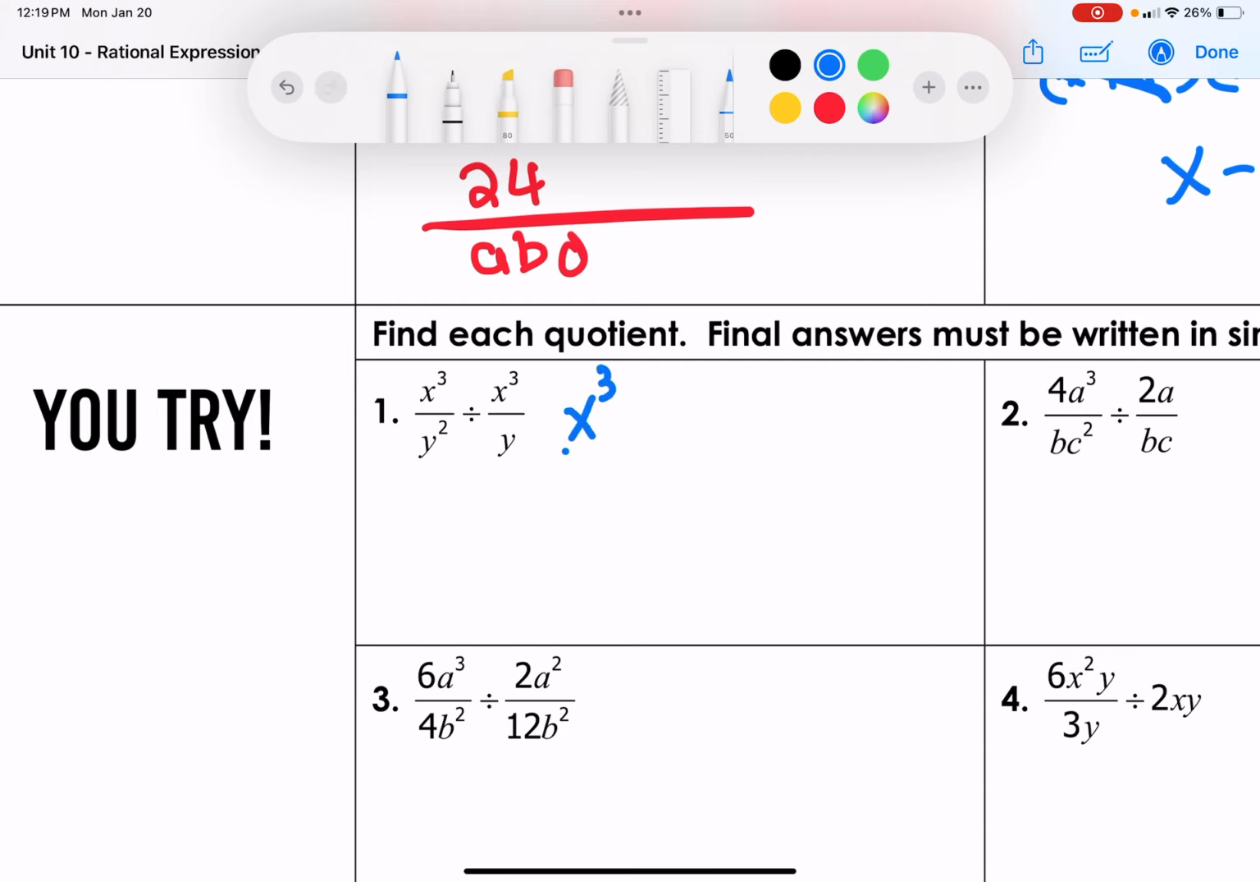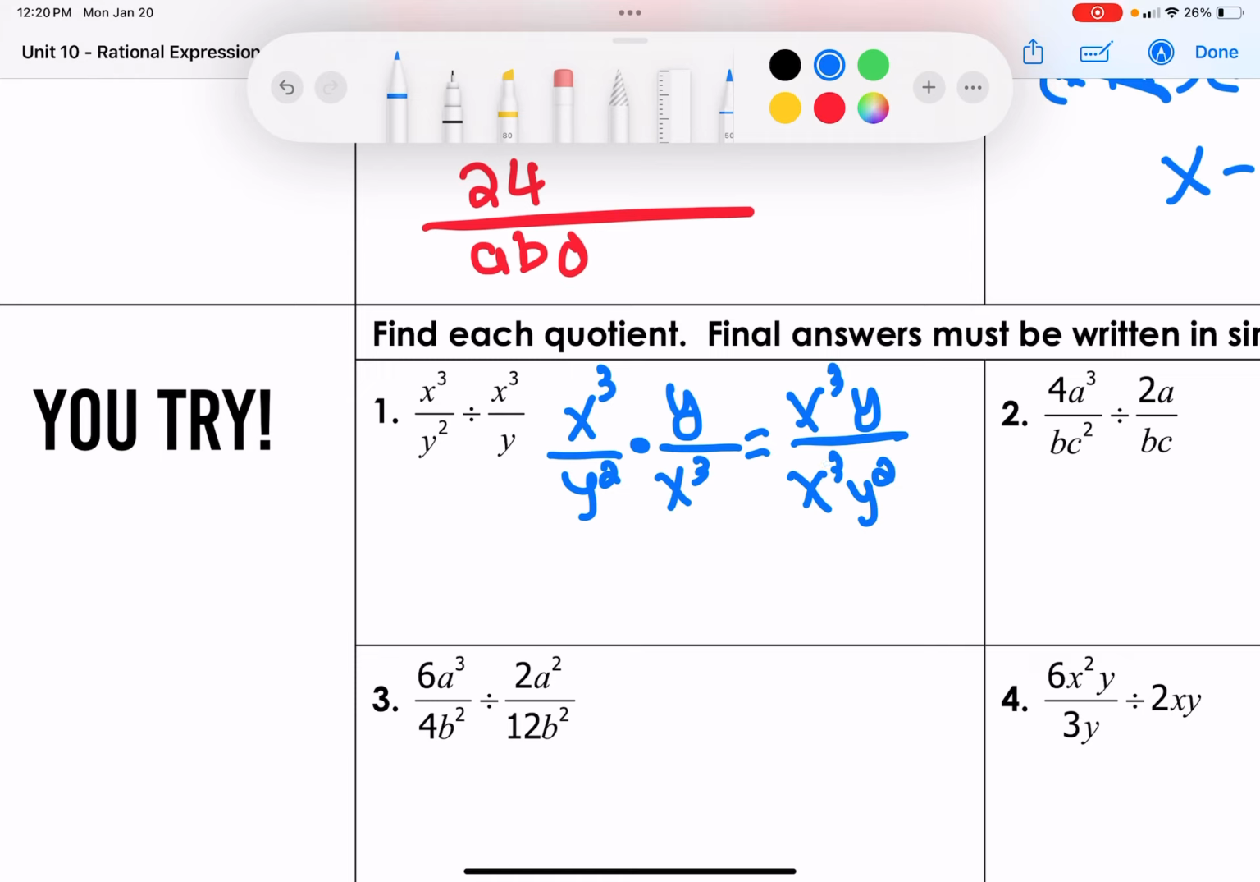I got x cubed over y squared, now times, the y goes in the numerator, over x cubed. So x cubed times y, that's going to give me x cubed y over, we got to put the x first, x cubed y squared.